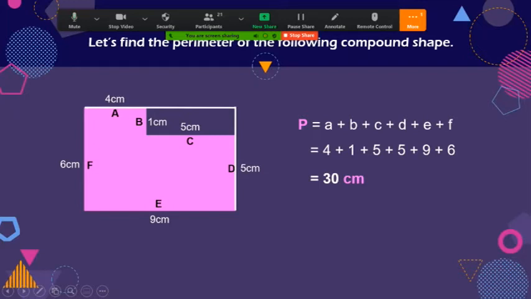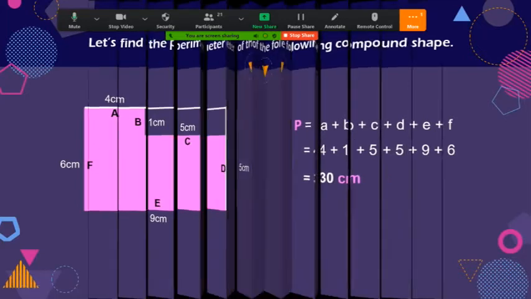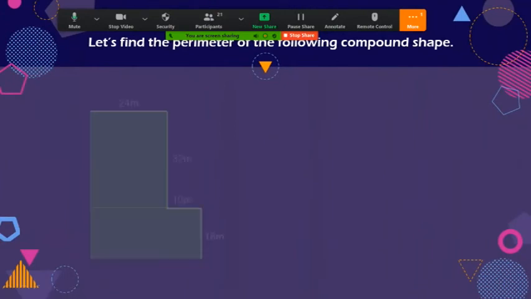Okay. It's 30 centimeters. All right. Now let's go to the next example.